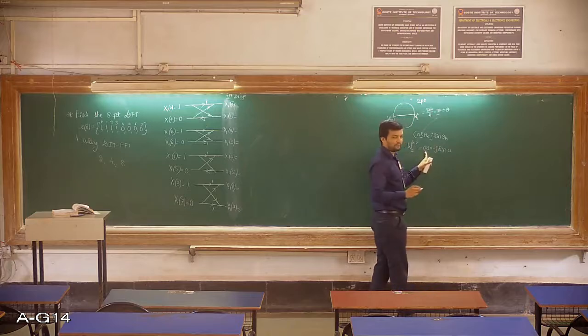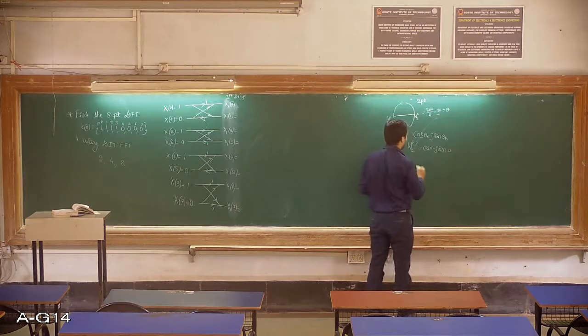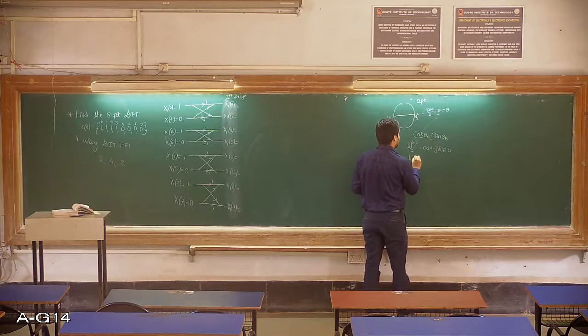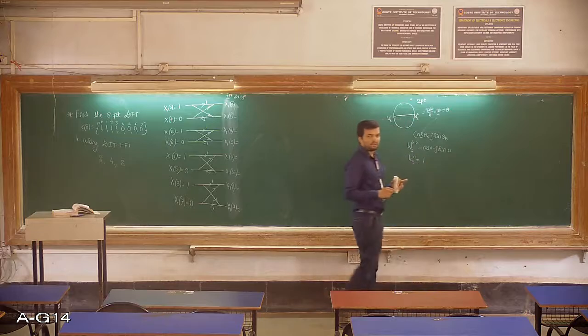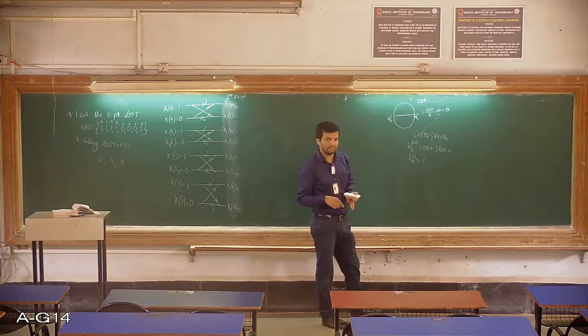So cos 0 is 1, sin 0 is 0. So W2 of 0 is nothing but 1.